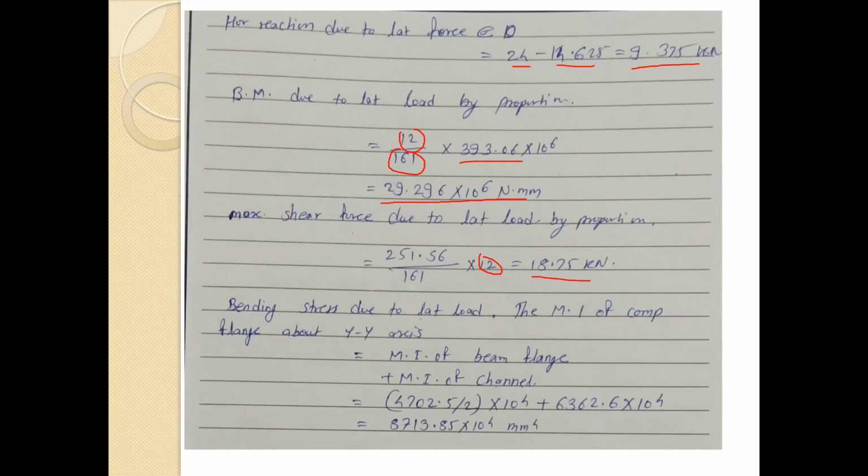So the bending stress due to lateral load. Again, the moment of inertia of compression flange about y-axis, that is the moment of inertia of beam flange plus moment of inertia of the channel. So moment of inertia of beam flange is 47025 divided by 2 into 10 raised to 4, and moment of inertia of the channel is 6362.6 into 10 raised to 4.